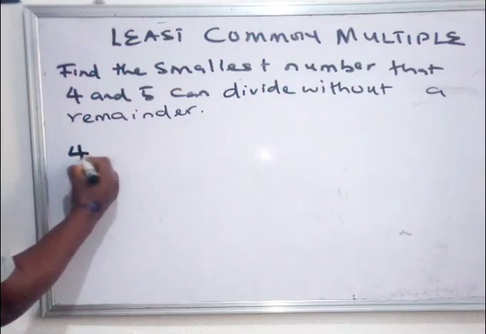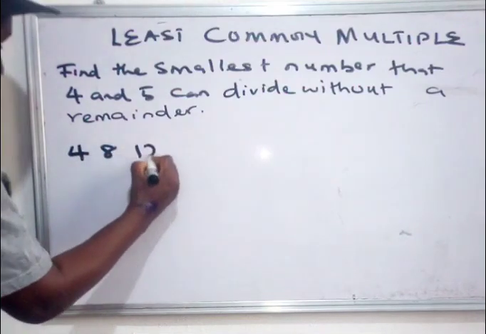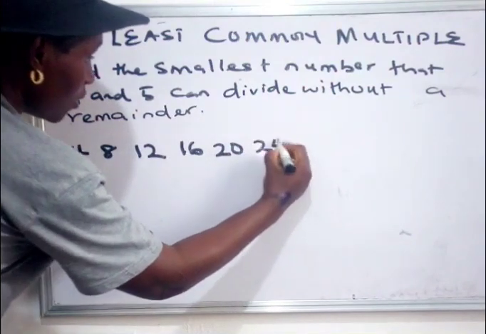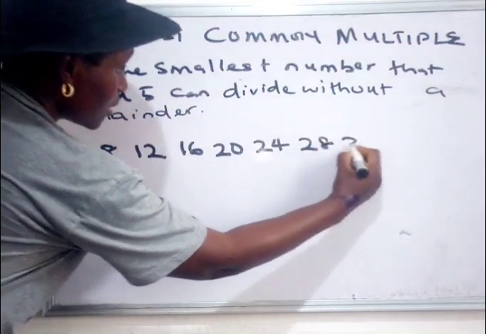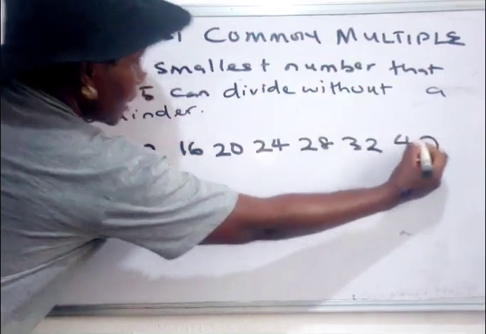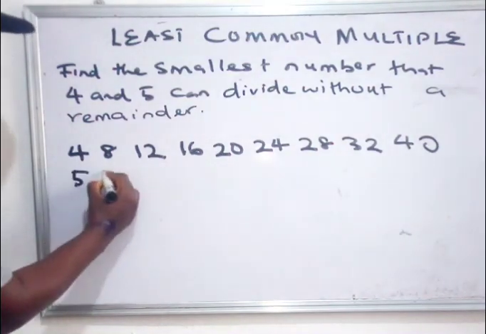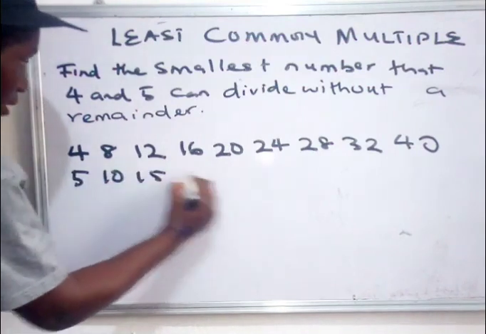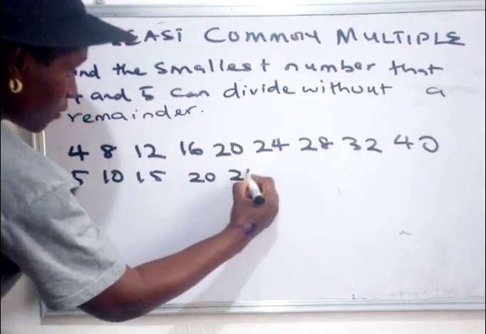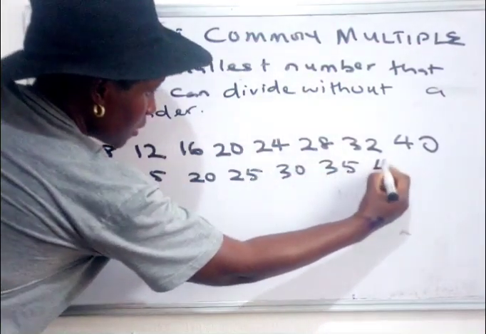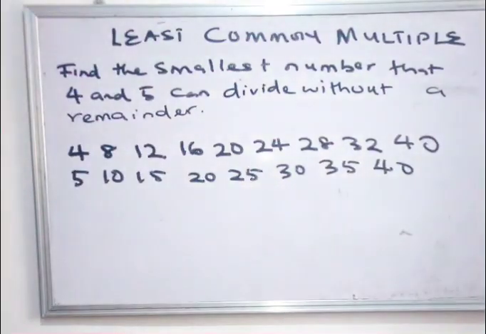We have 4, 8, 12, 16, 20, 24, 28, 32, 40, and so on. Now we have to list the multiples of 5. That is, 5 times 1 is 5, 10, 15, 20, 25, 30, 35, 40, and so on.